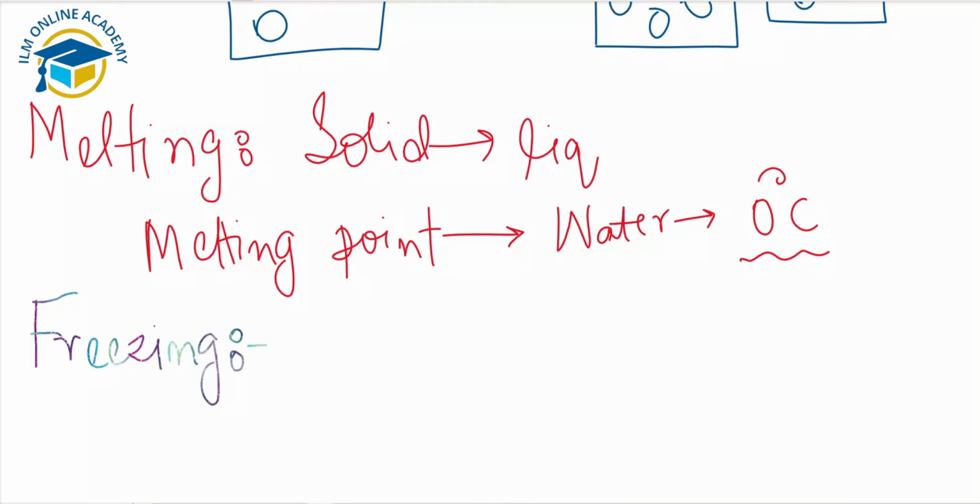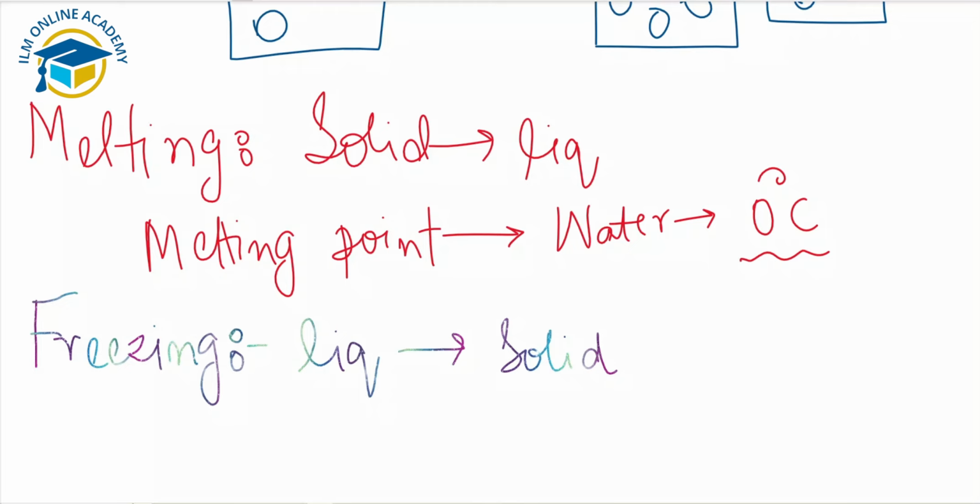Next one is freezing. Freezing is the state when a liquid changes into a solid. When the liquid changes into a solid, we call it freezing, and the freezing point is the reverse of melting and occurs at exactly the same temperature as the melting. Hence the melting point and the freezing point of pure substances are the same.